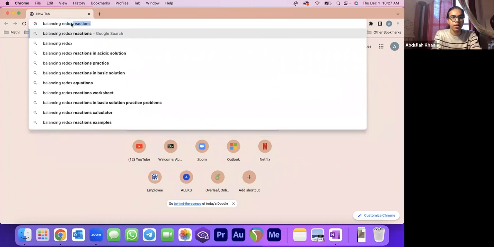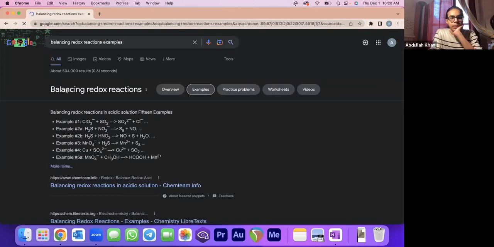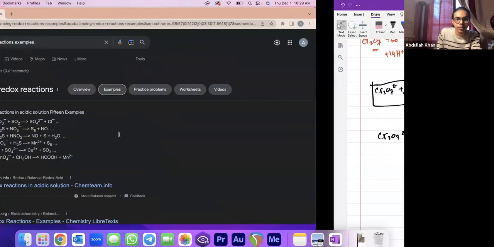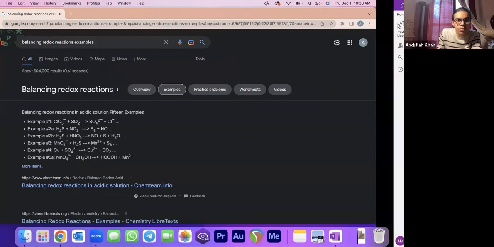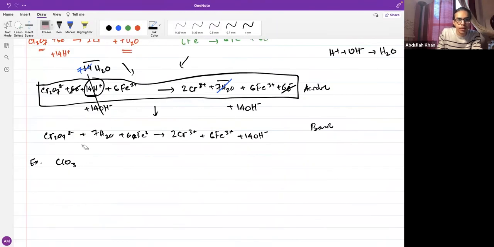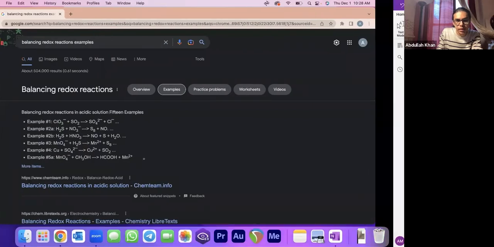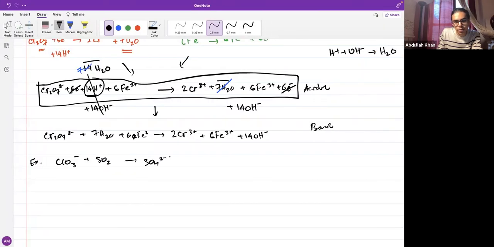Balancing redox reaction. Okay, great. Here's another example. Balance ClO3 minus, just a single minus, plus SO2 gives SO4 2 minus plus Cl minus.